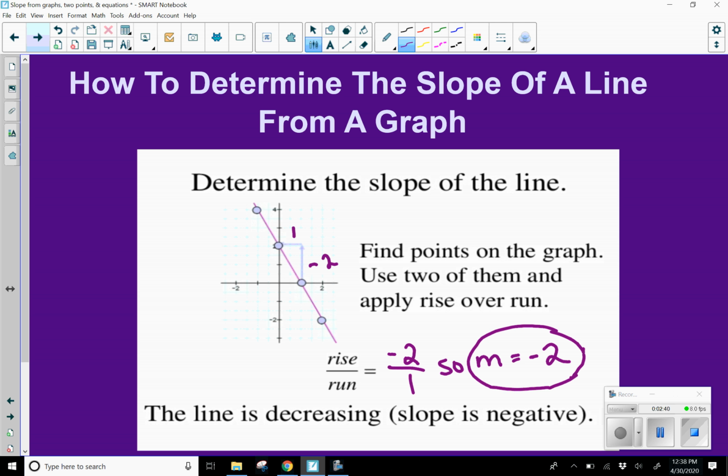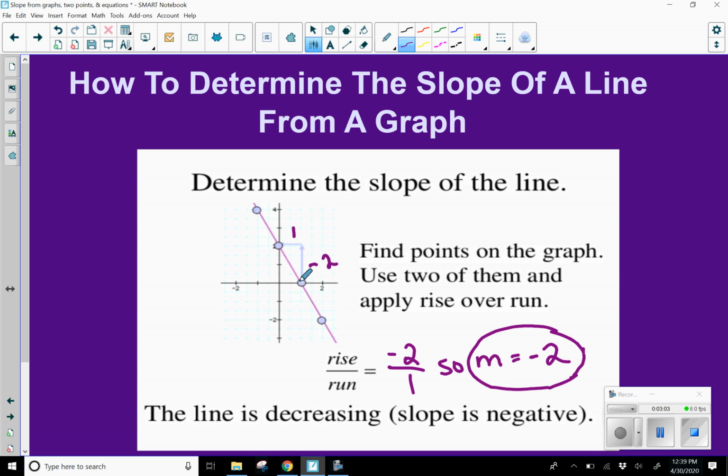How to determine the slope of a line from a graph? Well, basically, the first thing you're going to do is locate 2 points on your graph that fall on the intersection of your y-axis and your x-axis. So let's take a look at this point right here, and then we'll take a look at this point right there. You can use those 2 points to apply your rise over your run.